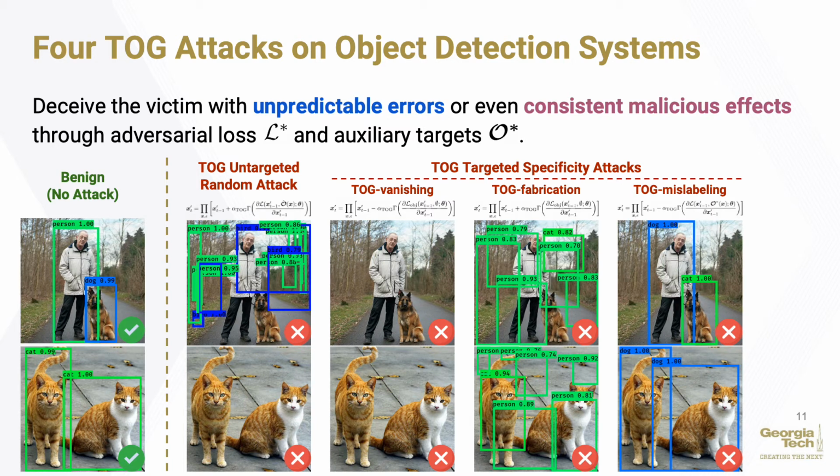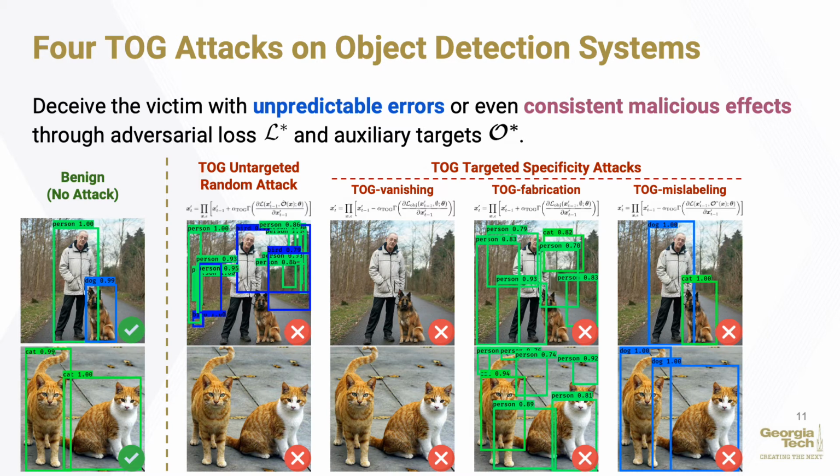Finally, the third one is the TOG mislabeling. It is much more aggressive because it deceives the victim to mislabel the detected objects, but the perturbation should not affect the objectness and the bounding box component. For example, the person in the first image is mislabeled as a dog with the same bounding box, and also the dog is mislabeled as a cat.